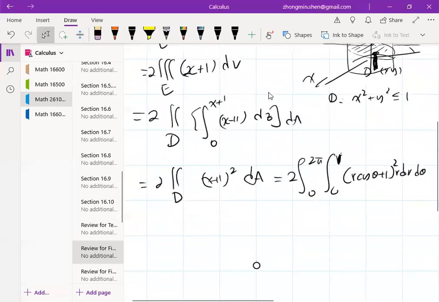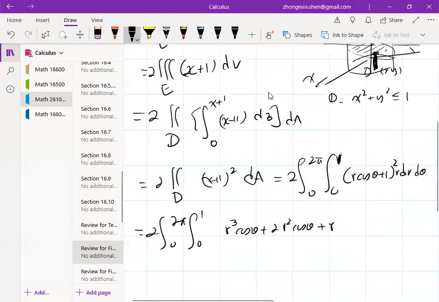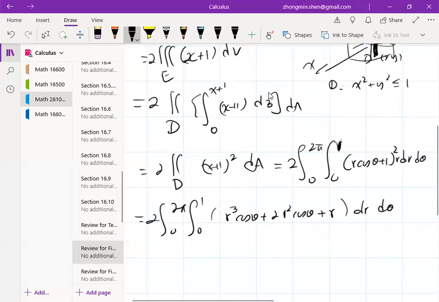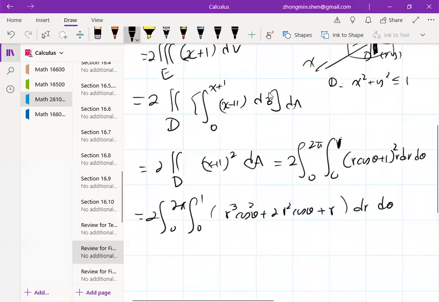And then you open it, right? So I get r squared, r cubed right now, plus 2r squared cosine theta plus r, because there was an r here, bounded by r. So dr d theta, this is a square, okay?